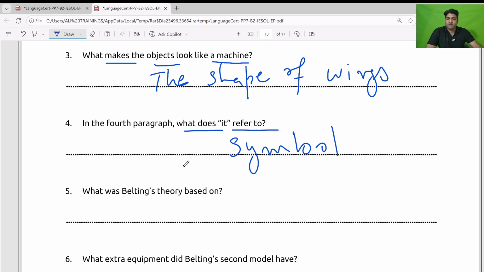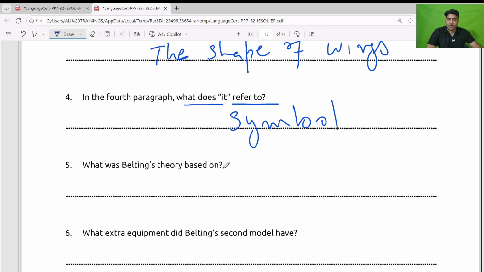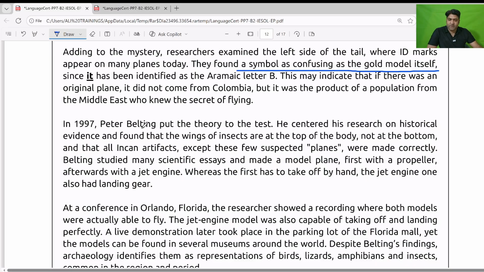Our next question is, what was Belting's theory based on? Belting's theory was based on something, and what was that thing? In 1997, Peter Belting put the theory to the test. He centered his research on historical evidence. Centers means based on. So Peter's theory was based on historical evidence.